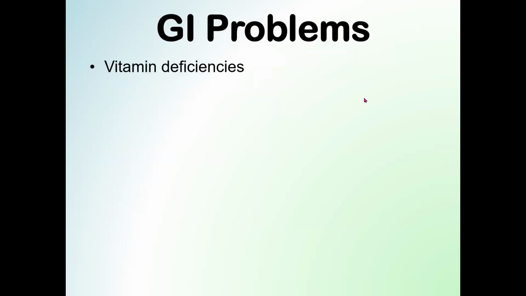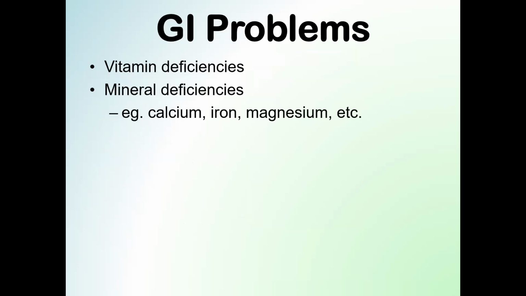Now, what sort of gastrointestinal problems can we have? Vitamin deficiencies. We can have mineral deficiencies. These are not being absorbed, or we're not eating them. There are sensitivities like lactose. Lactose is the sugar that's found in milk. OSE refers to sugar. Gluten is another molecule that people are sensitive to, and that's found in wheat, in barley, in some grains.